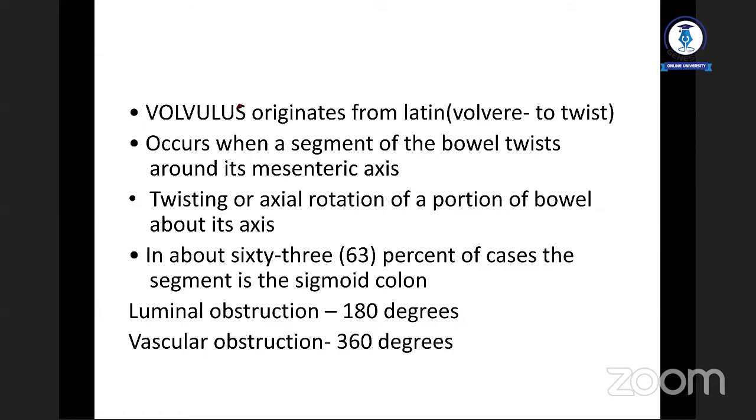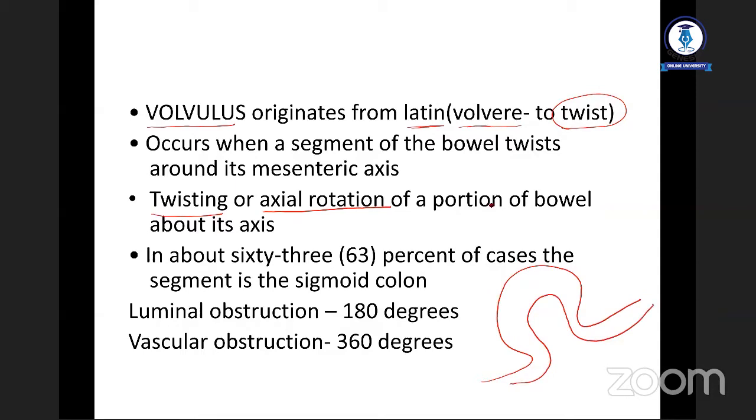Volvulus, like most medical terms, originated from the Latin word volvere, which means to twist. What happens here? A twisting. There is a twisting or axial rotation of a portion of the bowel about its axis. The simple thing is, if you remember the sigmoid colon, it's something like this, right? What happens if this is the axis of the mesocolon, and if there is some twisting around this axis, this is called volvulus. Now, normally this does not happen.